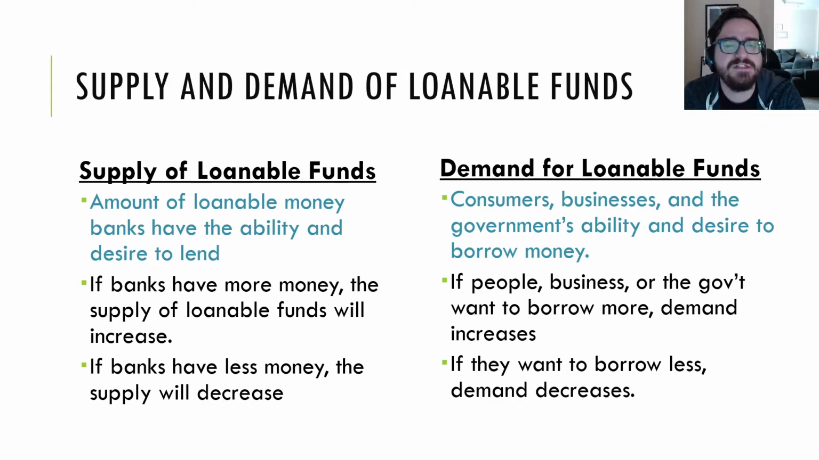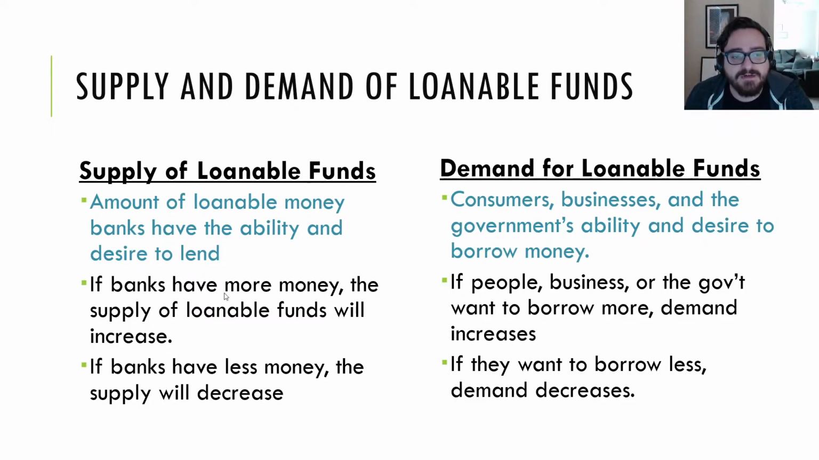The demand for loanable funds, it's very important to make sure that you get this part down, that it is consumers, businesses, and the government's ability and desire to borrow money. It's not just consumers, it's not just me and you getting a loan for a car, it's businesses getting a loan to buy a factory, it's the government getting a loan so they can pay for all of their spending. Okay, those are big things. So if people, businesses, or the government, if any of those entities want to borrow more, demand goes up. If any of those entities want to borrow less, demand goes down. So be aware that it doesn't just have to be consumers, that it's a lot broader than you think.